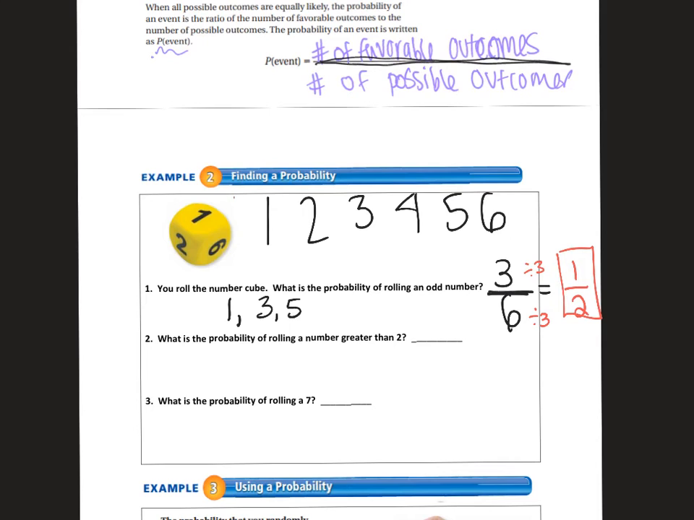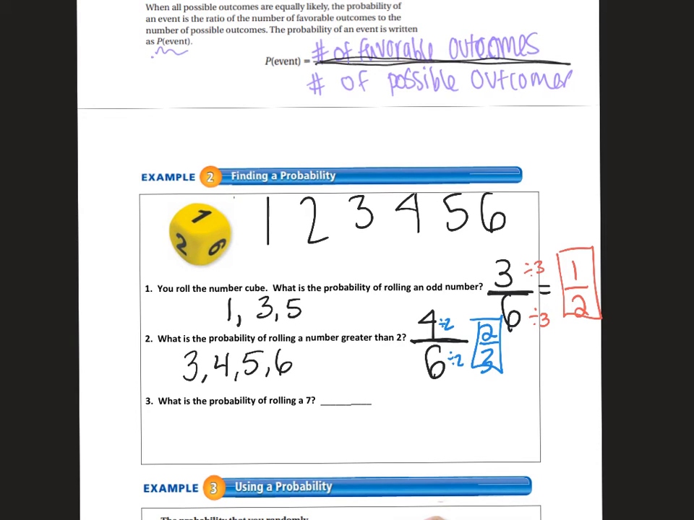Next, it says, what is the probability of rolling a number greater than 2? Again, the number of possible outcomes is still 6. The numbers greater than 2 are 3, 4, 5, and 6. It really helps if you list out what the favorable outcomes are before you try to count them up. Now that I have them listed, I can count them, and there are 4 of them. So it's 4 over 6. Simplify it by dividing both the numerator and denominator by 2 to get 2/3.